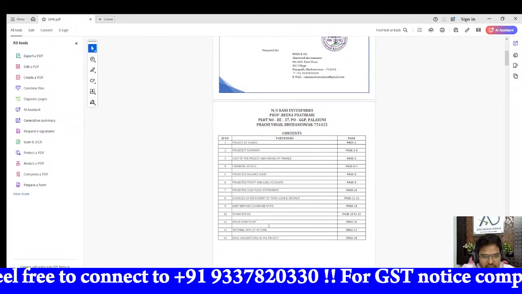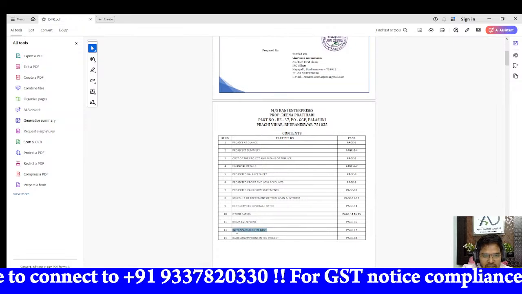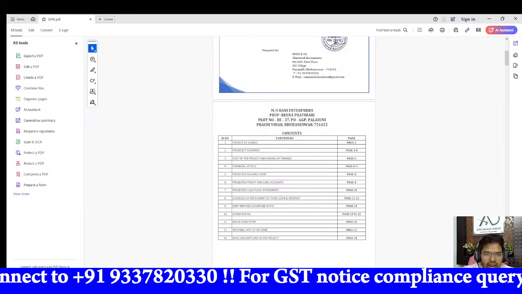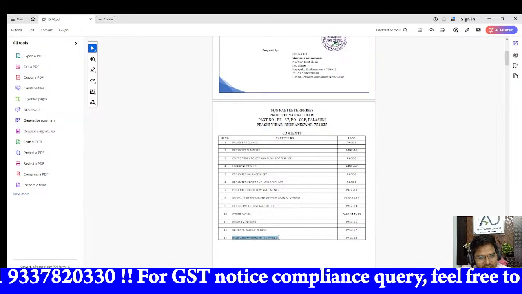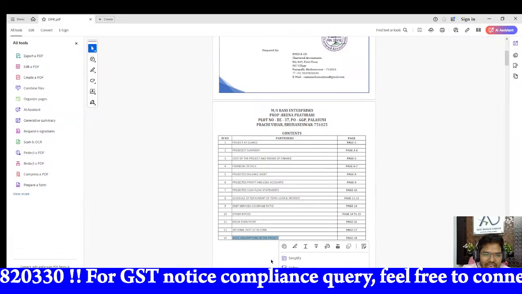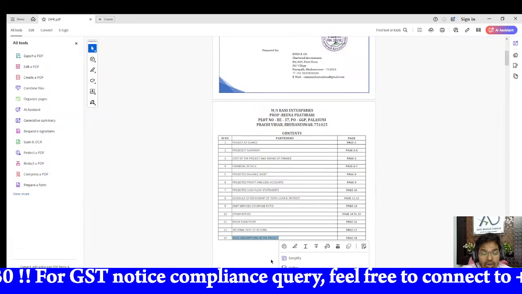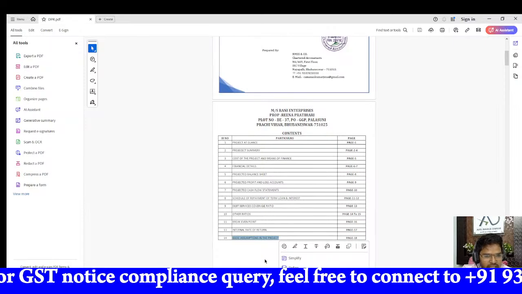The internal rate of return means the rate of return, the rate of interest, at which you will reach a profitable position. Last one is the basic assumptions. That means whatever assumptions you take in the project, you have to report them in your project report. It is the most important thing.